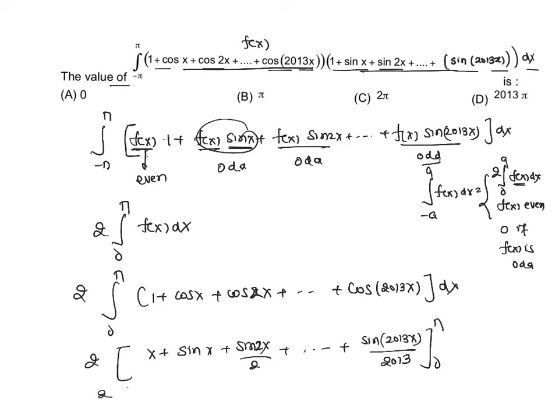If I put pi, this will come to pi, plus all of these will become 0. Minus, if I put 0, all will become 0. So what is the answer? 2 pi. This is your answer.